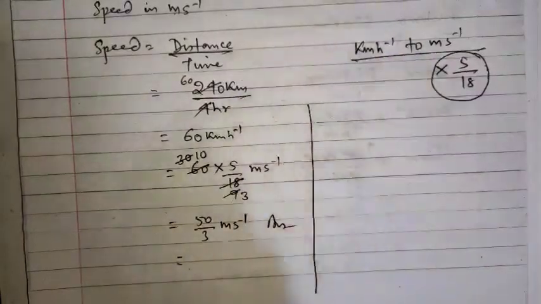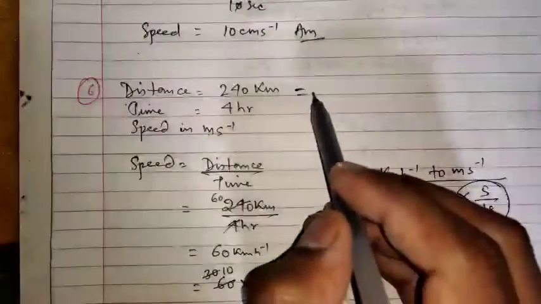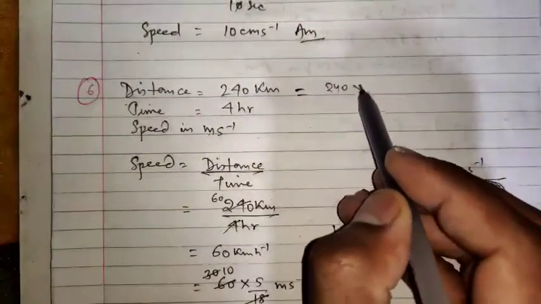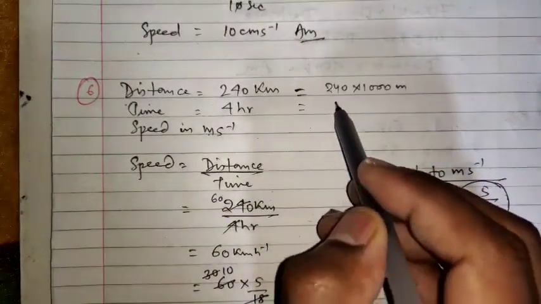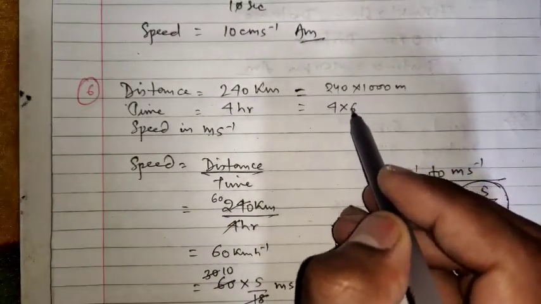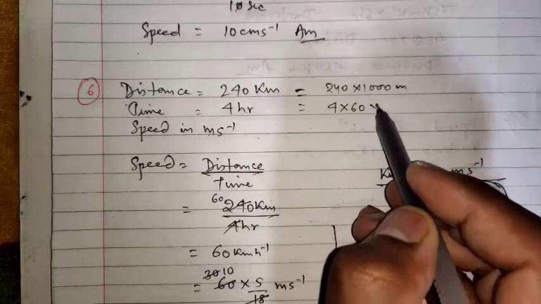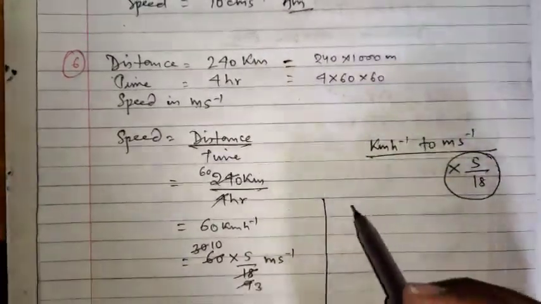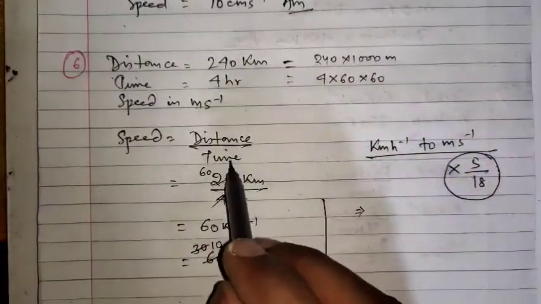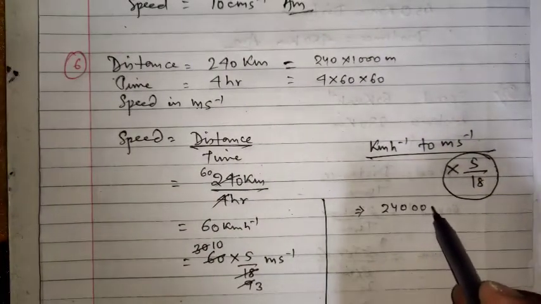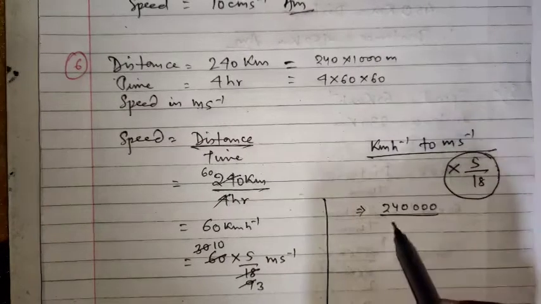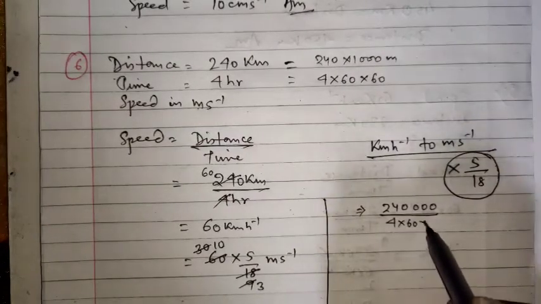One more way you can convert. How can you convert? Here by converting this kilometer, 240 kilometer, it means 240 into 1000 meter. Now 4 hour, for converting hour into second, 60 for minute and again 60 for second. Now we will write speed is equal to distance by time. In place of distance, what will we write? 240, 30 more is there. Then time is 4 into 60 into 60.